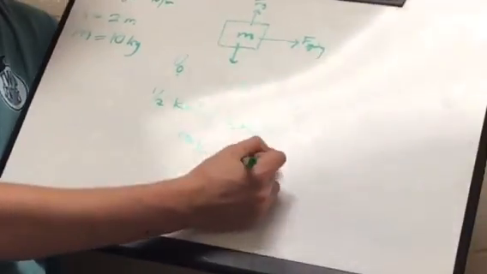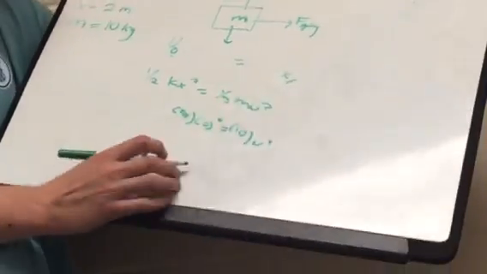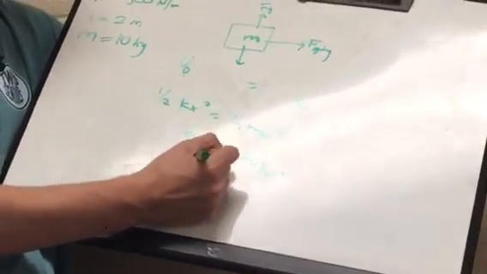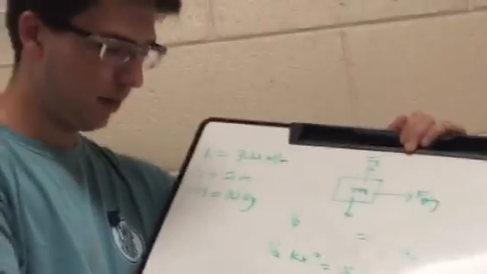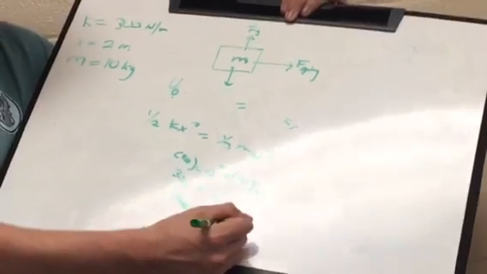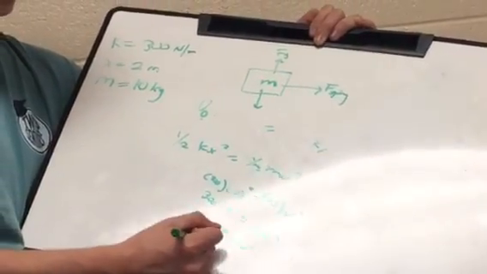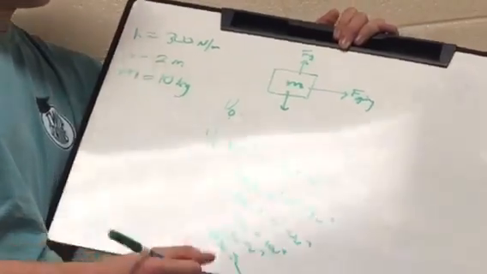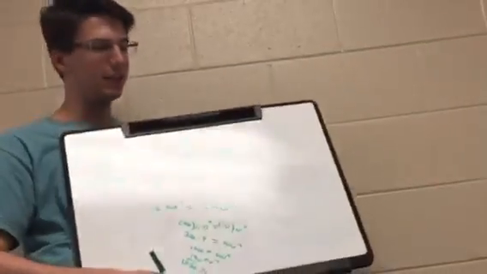The mass is 10, velocity is what we're trying to find. So 300 times 4 is equal to 10v squared, 1200 is equal to 10v squared, 120 is equal to v squared. Square root of 120 is your velocity. So yeah, that's how you do that problem.